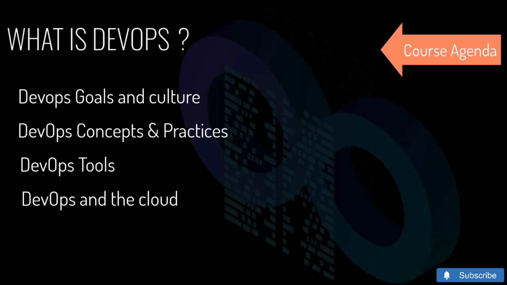Then we'll talk about major tools that are associated with DevOps, such as Jenkins, Ansible, Docker, and others. And finally, we'll talk about the close relationship between DevOps and the cloud.